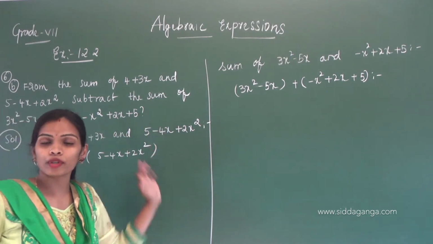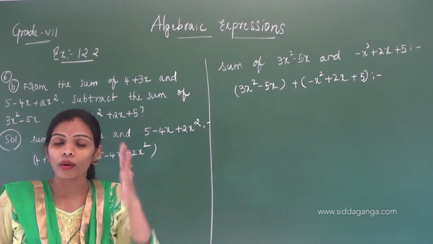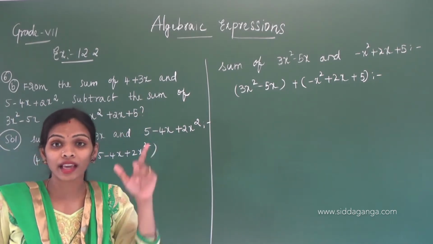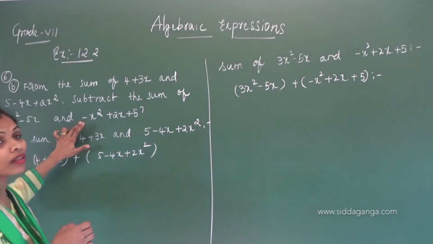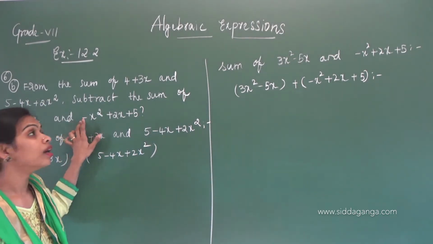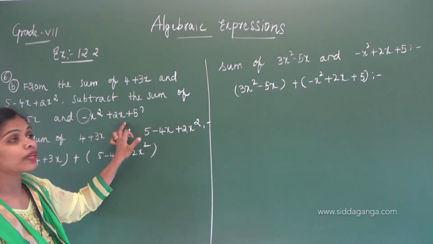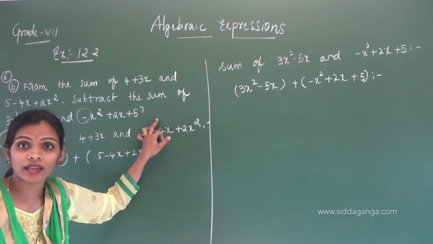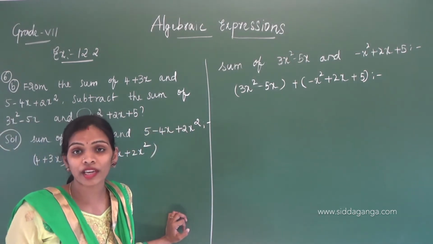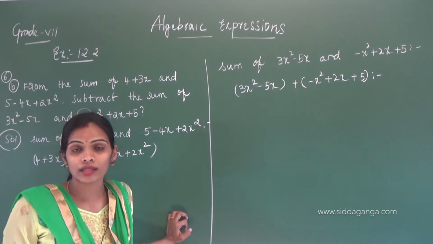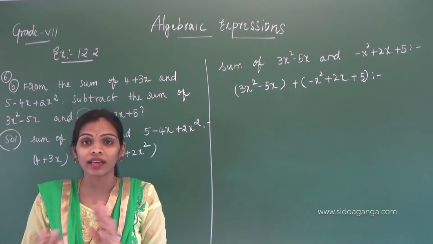Here, the procedure we followed in that question is all correct, but the mistake I made is that the question given in the textbook is different. Minus x square plus 2x plus 5 is there in the textbook, but yesterday I took x square plus 2x plus 5. So we got a different answer. The procedure we followed in that problem is correct.